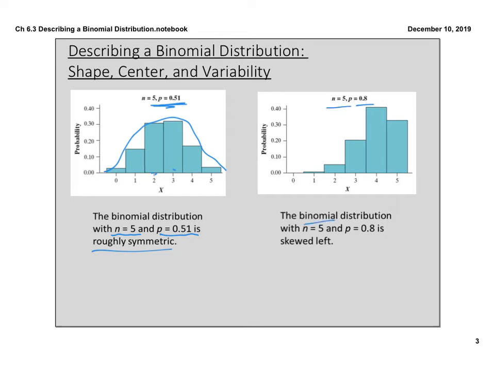So the binomial distribution with n equaling 5 and p equaling 0.8 is skewed to the left. And in case you forgot, skew follows the tail. That's just a note from back in chapter 2. Wherever the tail goes, that's where the skew is.